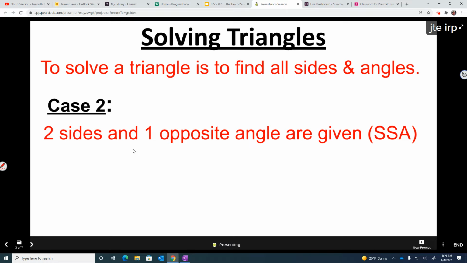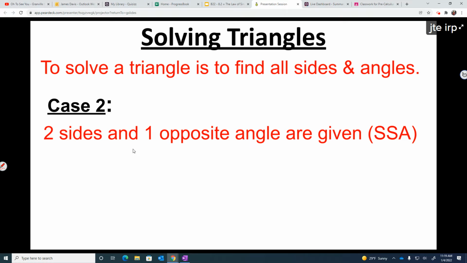We are going to be able to solve a triangle that has two sides given and one of the opposite angles given. The abbreviation is side angle side. All those, this is the acronym. Just remember it, I guess, because it's a bad word to spell the other way. So that's how you write it: side angle side, not in reverse.